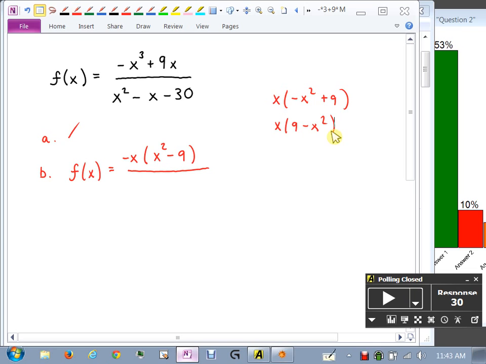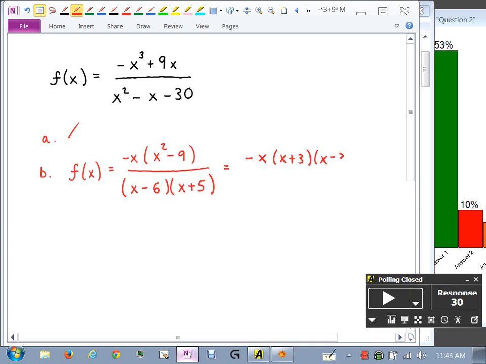Okay, but we were able to, I'm going to do more factoring over here in a second. How about the bottom? So -6, +5. Okay. And let me go that additional step on top. I've taken the -x out, but now I add difference of squares. On the bottom, x -6, x +5.